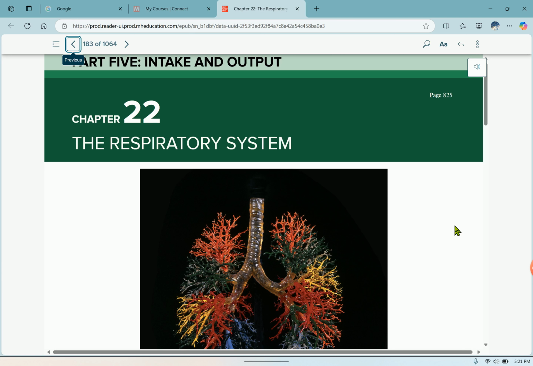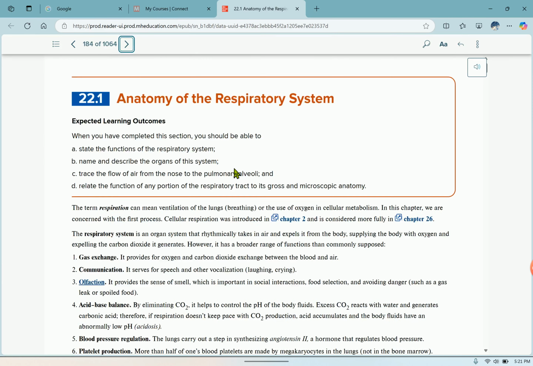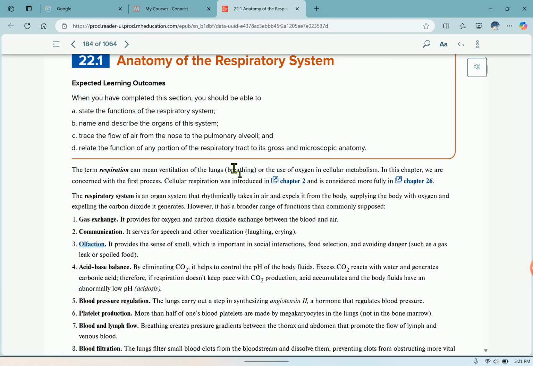In this section, we'll look at the respiratory system. An important thing to know with any anatomy and physiology, which is structure and function, is to know the function. So we're going to be looking at the respiratory system, and the quick version is it's breathing.